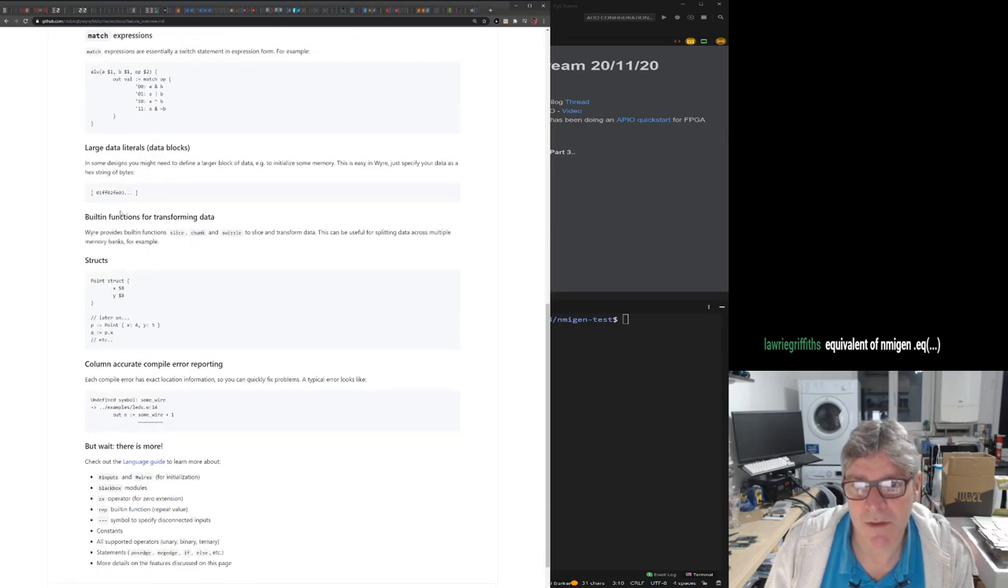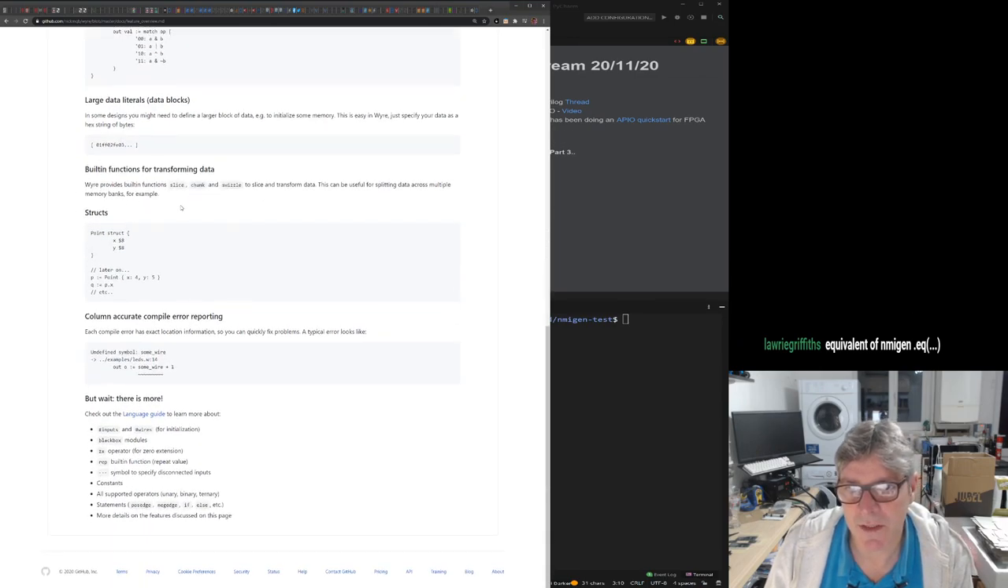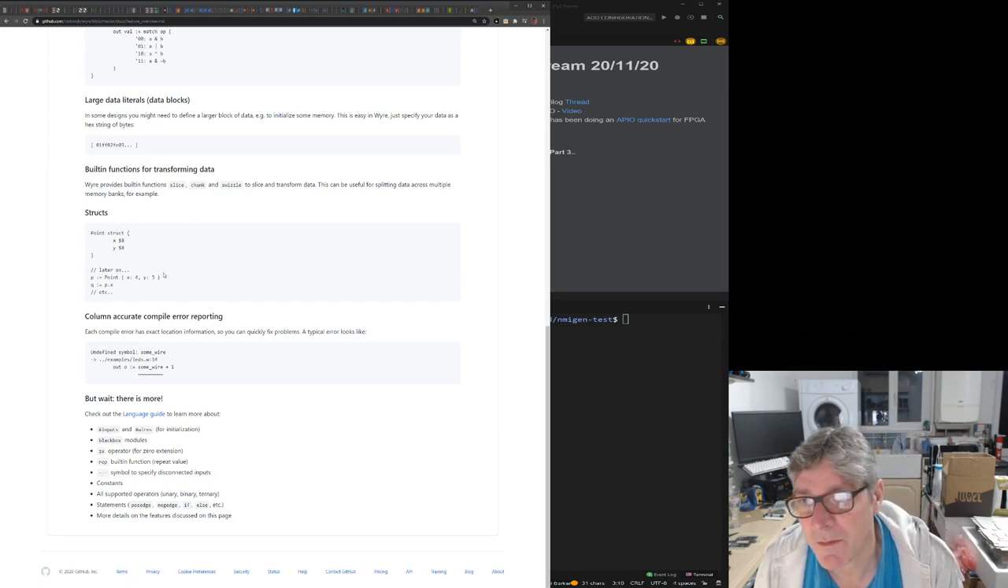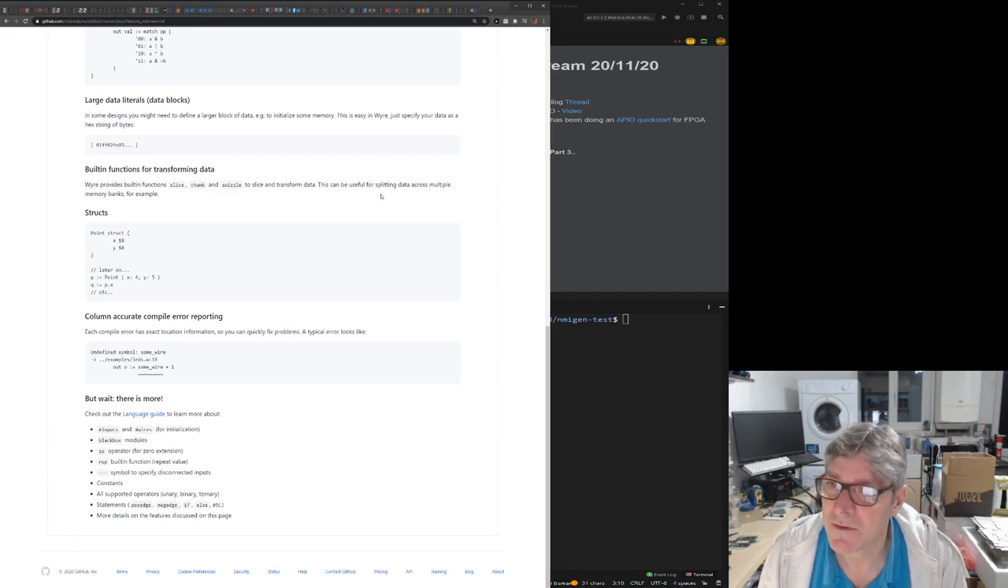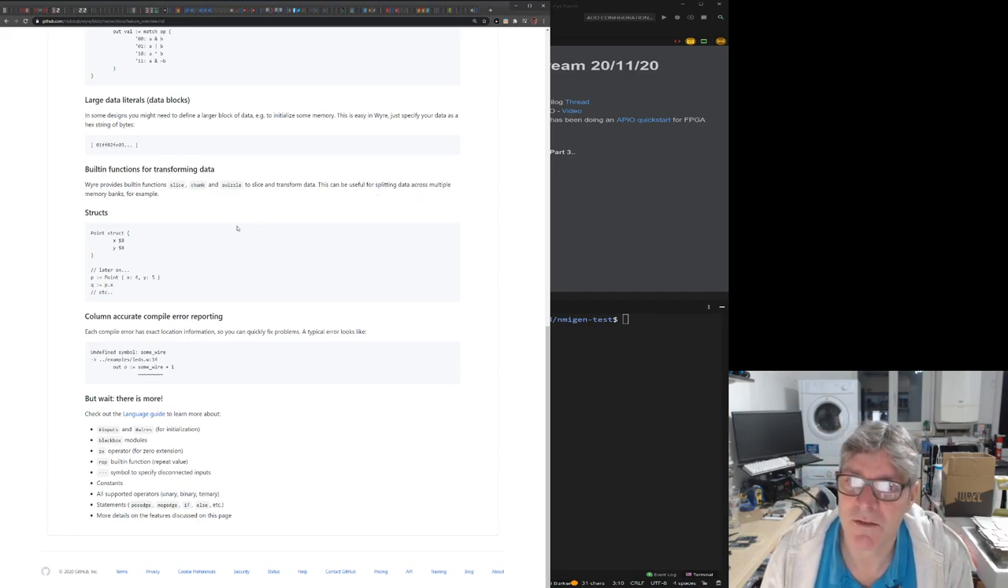Large literal data blocks, built-in functions for transforming data: slice, chunk, and swizzle. Swizzle, I've not heard of that one before. To slice and transform data, it's going to be useful for splitting data across multiple memory banks, for example. Okay, column accurate compile error reporting. Well, that's quite good. You need to know where your errors are. And that can be done badly in a lot of these examples.